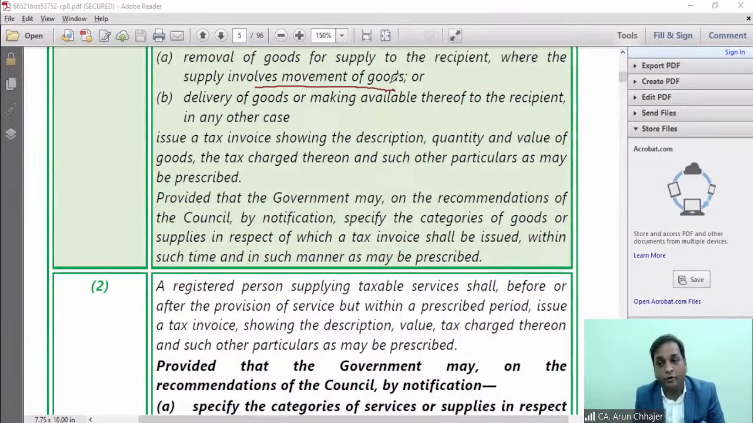Clause B is talking about, suppose goods does not involve the movement. Example, I have purchased this building. Building cannot be the example for goods, because when we refer to the definition of goods, it talks about only movable items. But along with the building itself, there are certain items which I have also purchased. I have given the example. And by what time will they issue the tax invoice? The time when they are making the delivery or making available to me, that will be the last day to issue the tax invoice. Is it clear?